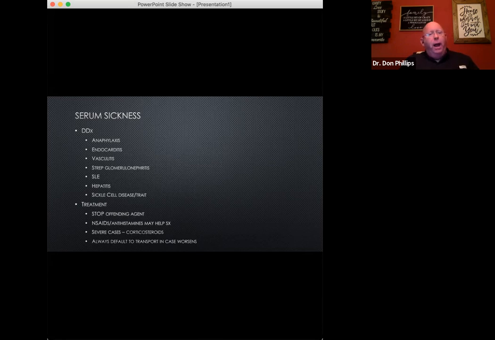So the treatment, once again: stop whatever caused it. NSAIDs, ironically, unless they're the ones that caused it, may actually help with the symptoms, as will antihistamines. Severe cases, corticosteroids. Frankly, every case that I get is going to get dexamethasone, because I'm going to treat them that way. And always default to transport in case the case worsens. In other words, if you see one of these and you suspect this, you should always urge them to go with you to the hospital. Yeah, Dustin, excellent point. Every one of these is going to seem like it's an episode from House. Every one of them, I guarantee it.